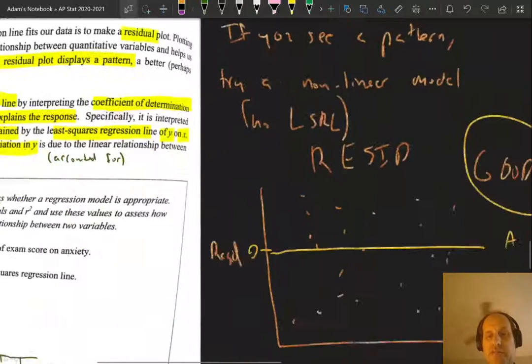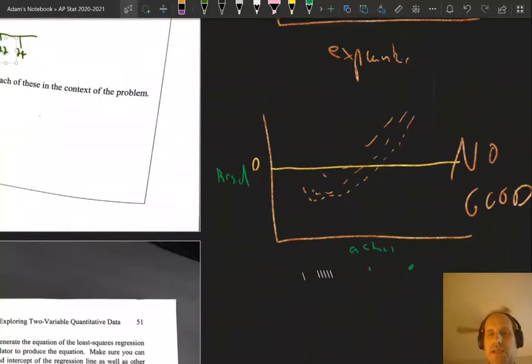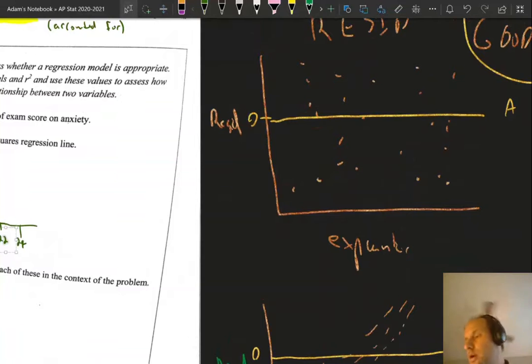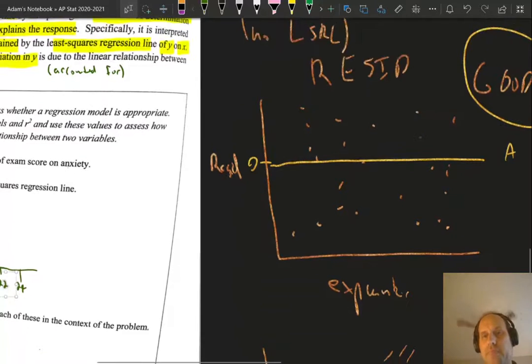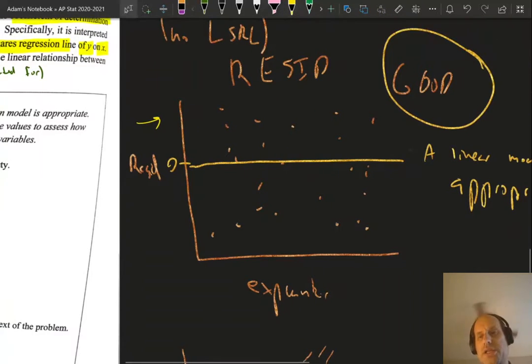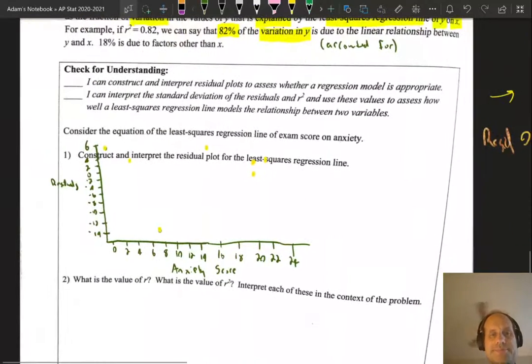So for example, if we have a residual plot that looks like this, we would say that a linear model is not appropriate. You would have to try a quadratic model or something like that, but that's for a more advanced level. Least squares regression lines are only for linear. In this particular residual plot, this is good. A linear model is appropriate, so we would go try for a least squares regression line.